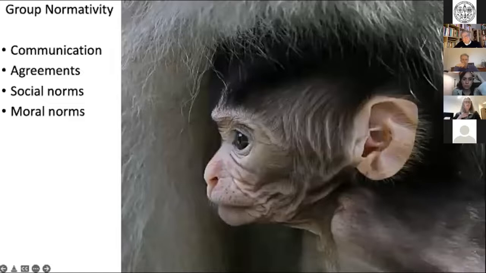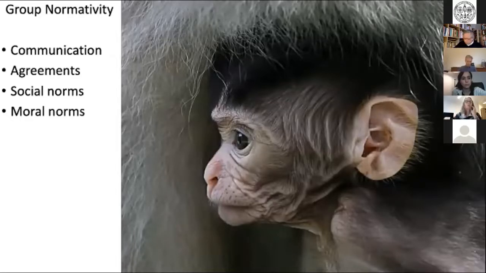So moving on then to group normativity, we can see that there are two clusters of areas in which normativity plays a role once you get beyond an individual level. And I want to talk first about this area of normativity in communication and agreements, which obviously go together because agreements work best when they're actually communicated with your partner.